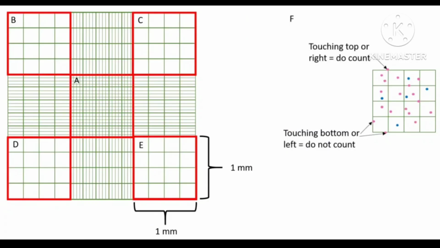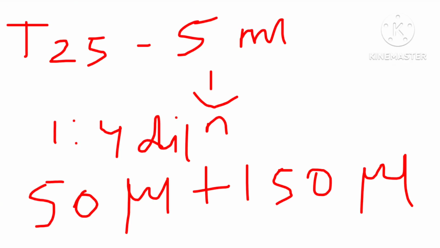Now count the cells in all the four grids and make sure not to count the cells that touch the bottom line and the left line. Dead cells will take up the dye trypan blue and appear dark blue in color, whereas the live cells will not take up the dye. So count the live cells and calculate the total number of cells present in ml using the standard formula.